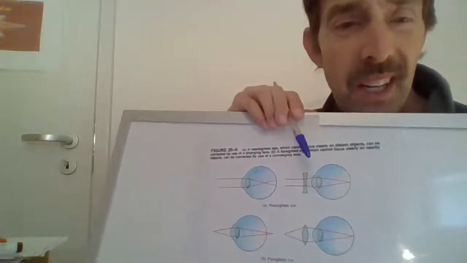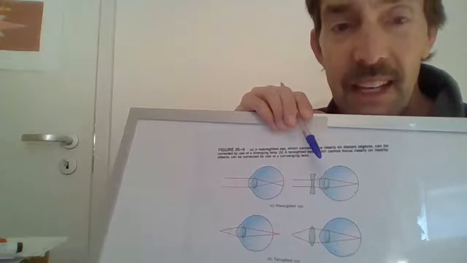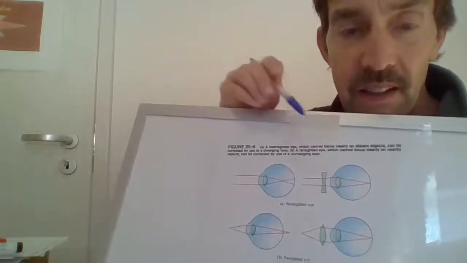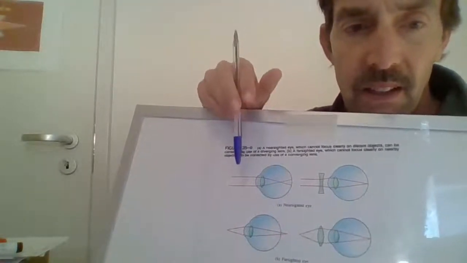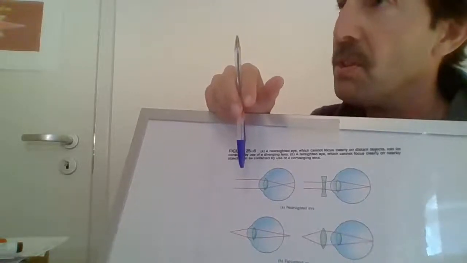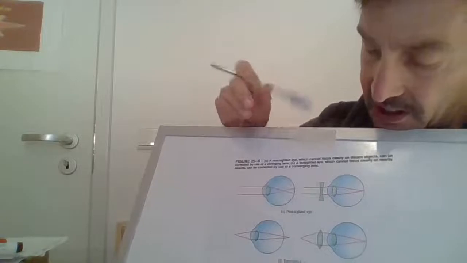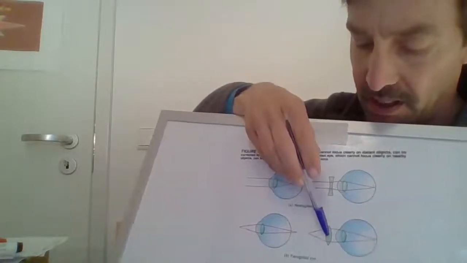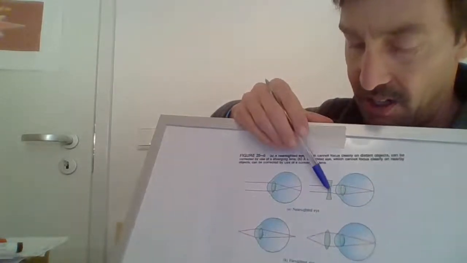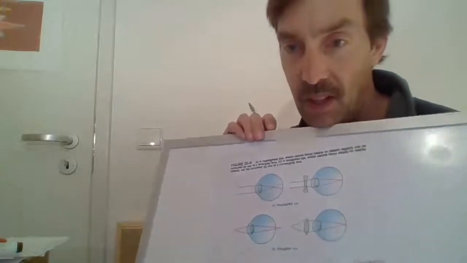If your parents have reading glasses, then they're farsighted. So reading glasses would be something like this. This would be reading glasses. This is if you're really nearsighted, you've got glasses like that.